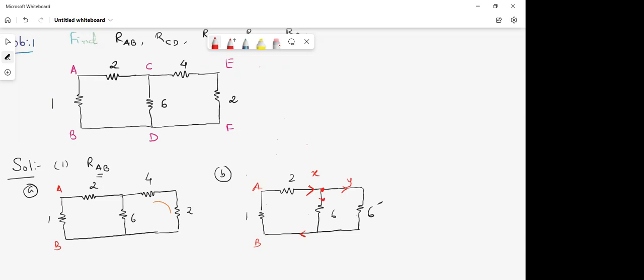If incoming current is X amperes and outgoing current is Y amperes, what must be the current over here? X minus Y. Yes, X minus Y. Now this X minus Y will reach till this point, and it will meet this Y. What will be the outgoing current? X minus Y plus Y, so Y cancels out, giving X.